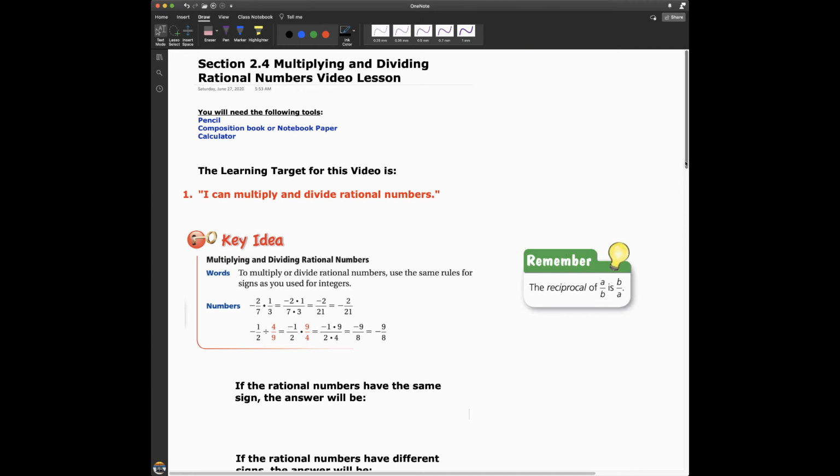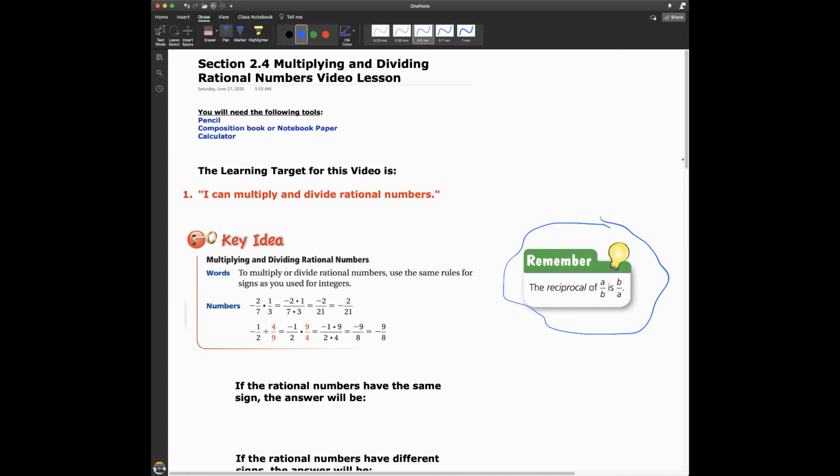Okay, so the little remember light bulb note here is to remind you what the reciprocal is, so that when we divide rational numbers, we always have to make sure that we keep, change, and flip, where the flip is using the reciprocal. And you'll see examples of that.